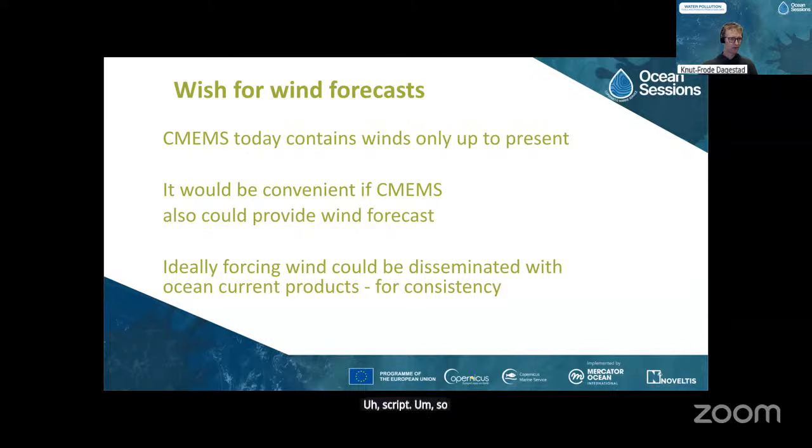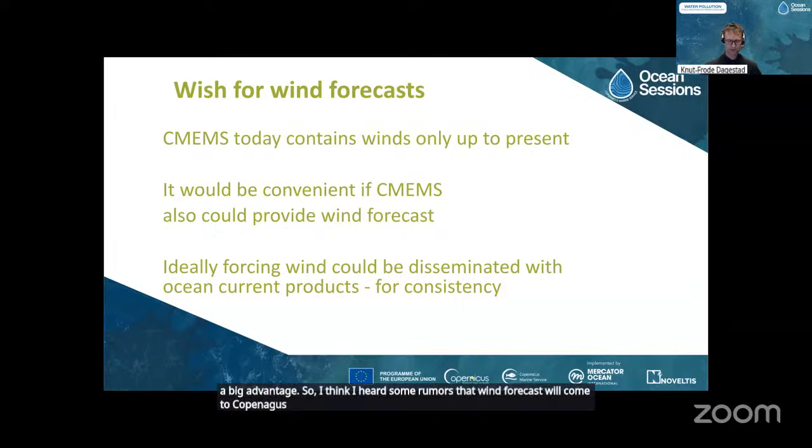So actually, I think we have just maybe one wish, because there are wind products, but only up to present. But for situations where there is a request for simulation from now on to the future, which is of course very relevant, it would be nice to have also the winds from Copernicus. And especially it would be nice if all the ocean current products could contain the winds that were used for the forcing, because then we also have a consistent wind and current dataset, and that's also a big advantage. I think I heard some rumors that wind forecast will come to Copernicus, and I think that would be very much welcome.